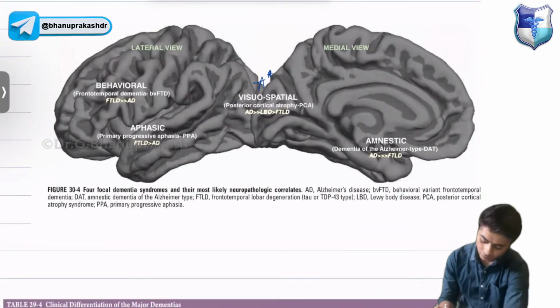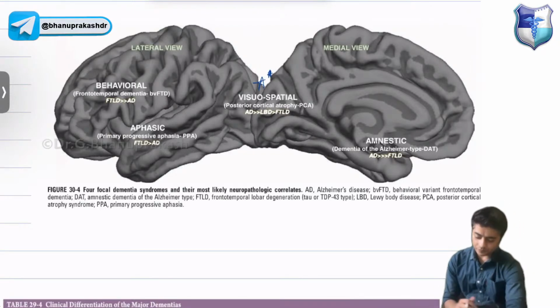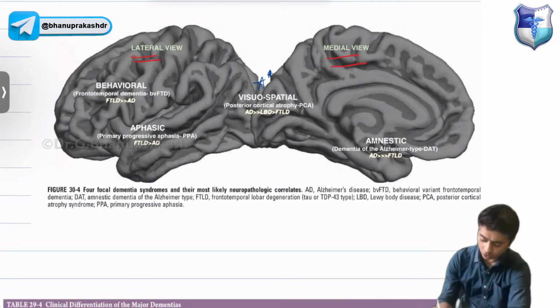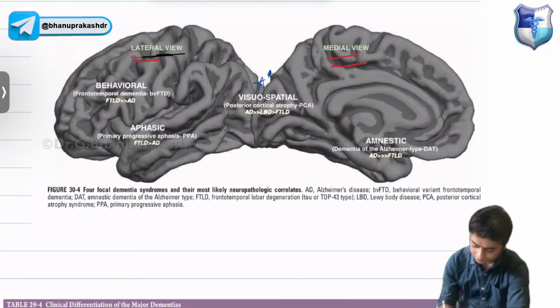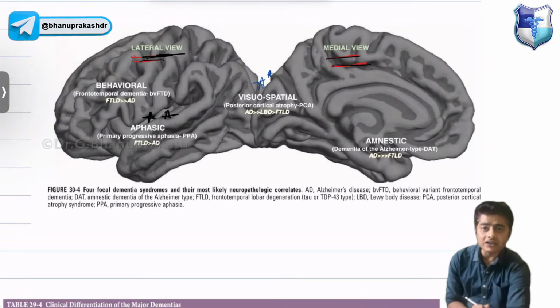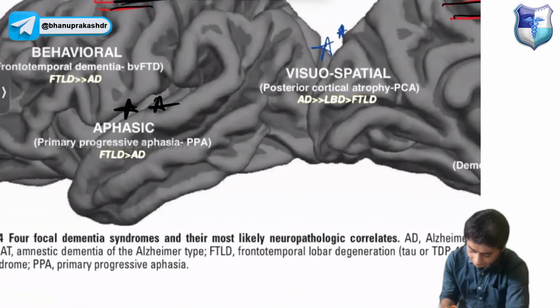Now we have completed dementia. Just see this diagram. This is the lateral view, and this is the medial view of the lobe. Done. So first come to the aphasic component. So what is Harrison saying?